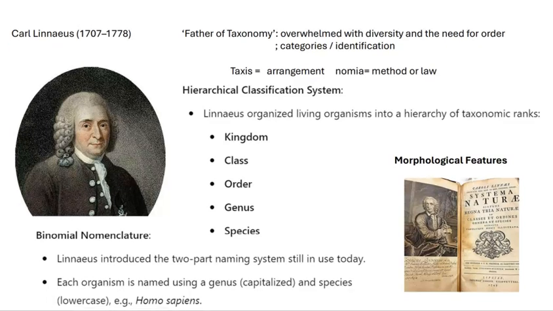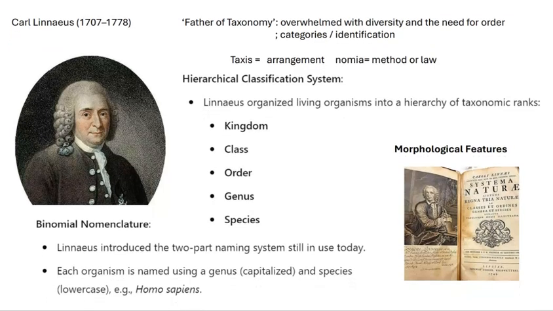Classification, of course: the father of classification is Carl Linnaeus. Back in the 18th century, Carl Linnaeus was classifying the overwhelming diversity of living things into categories. His categories had a hierarchical structure of kingdom, class, order, genus, and species.